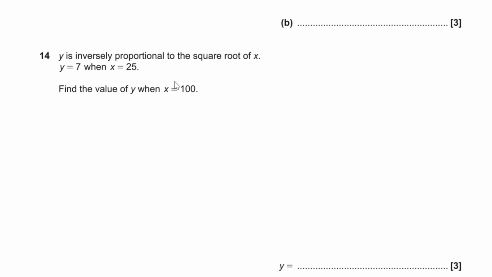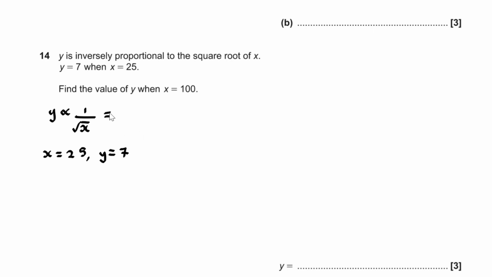Question number 14. Y is inversely proportional to the square root of x. So if we deal with that statement, we've got y, proportional symbol, and because we've got inversely proportional, we have a 1 over, and then here we've got the square root of x, as we see here. And then we know that when x is 25, y is equal to 7, and we have to find the value of y when x is 100.